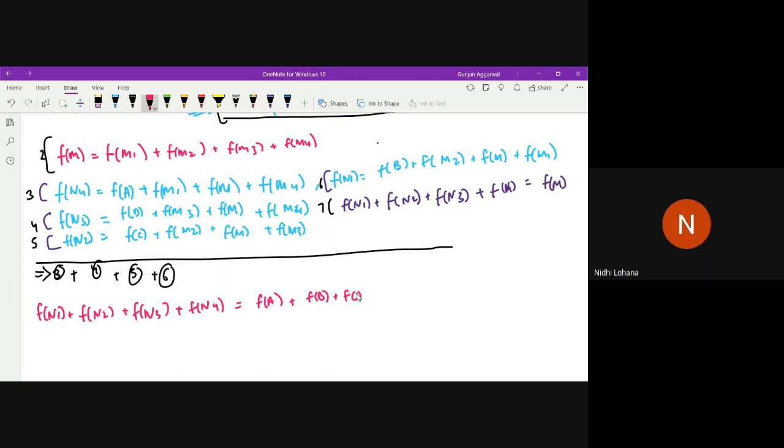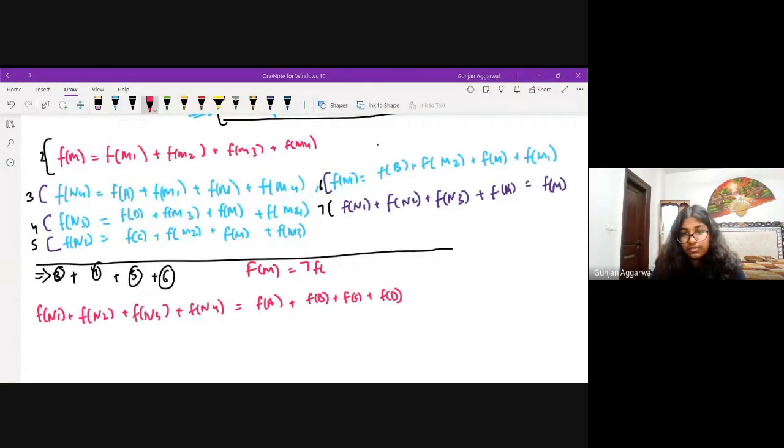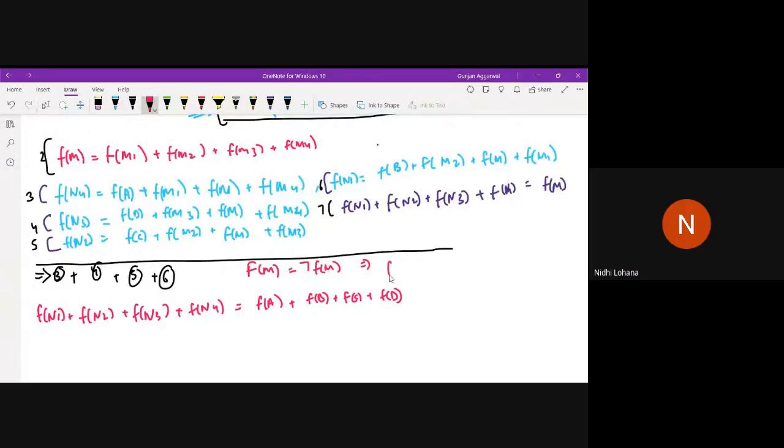So we get f of m equals 7 times f of m. Exactly. So f of m has to be 0. So f of m is equal to 0. Can you see that?